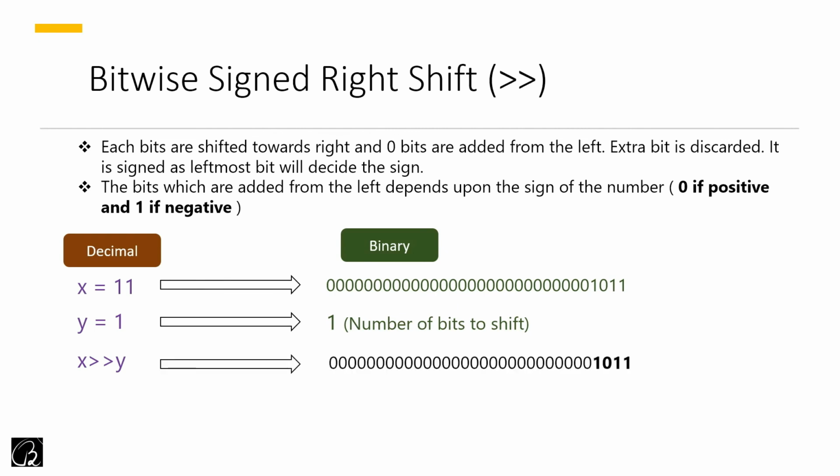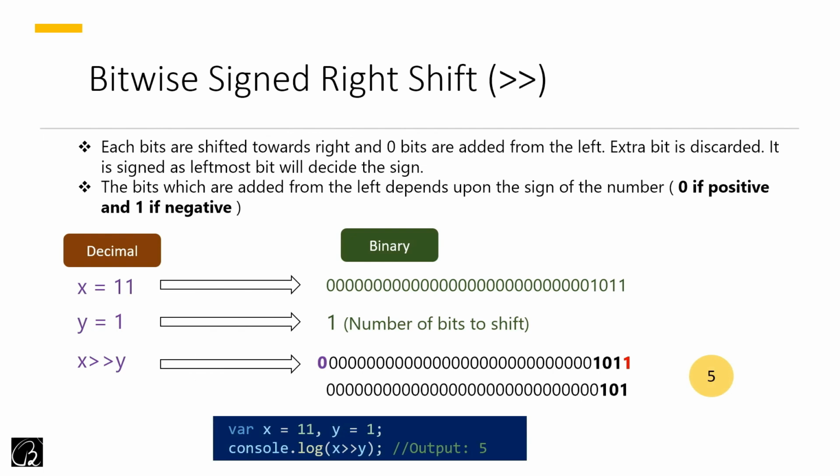So here now what will happen, this is a positive number, so 0 would be added from the left, it will be shifted towards right, and because of that the extra number, the overflow number, that is 1 from the right, would be discarded. So this is what we will get finally. At the end we will be getting 101. So output would be 5.